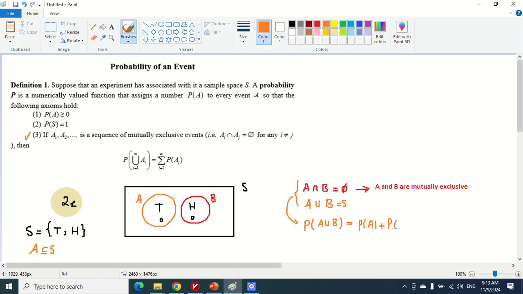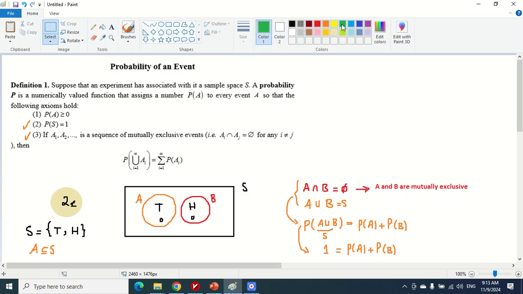But the union of A and B, as I said, is equal to S, the sample space. And again, based on the second axiom, the probability of S, the sample space, is equal to 1. So the left side of this equation is equal to 1, and the right side remains the same, which means it's equal to the probability of A plus the probability of B.